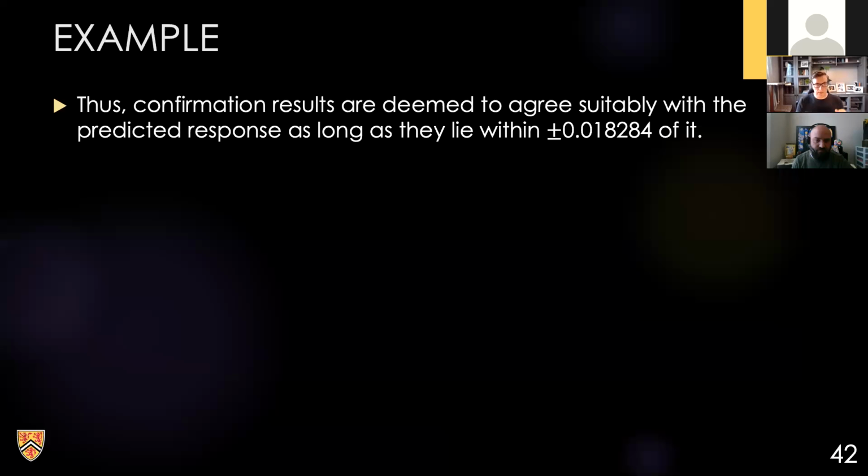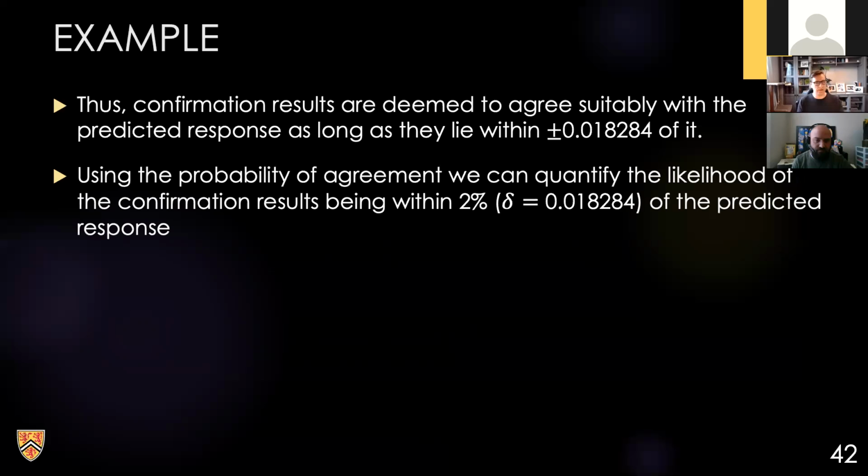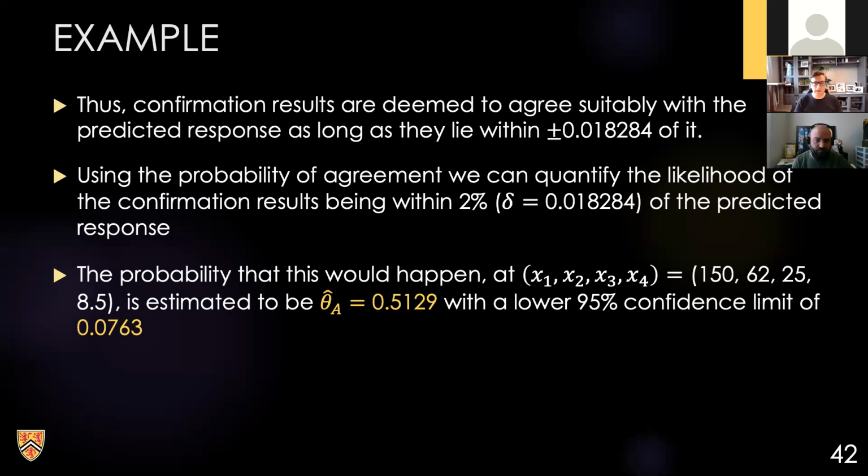So just to reiterate, the authors concluded that there was sufficient agreement because the difference between their average from the confirmation runs and what was predicted by the model was within plus or minus 0.018284. And that's 2% of their predicted optimum. So we could come along now and say, well, let's just define that as our delta and calculate the probability of agreement. What's the probability that that difference would be in that tolerable range? And so if we do that, we get an estimate of 0.5129 and a lower 95% confidence bound of 0.0763.